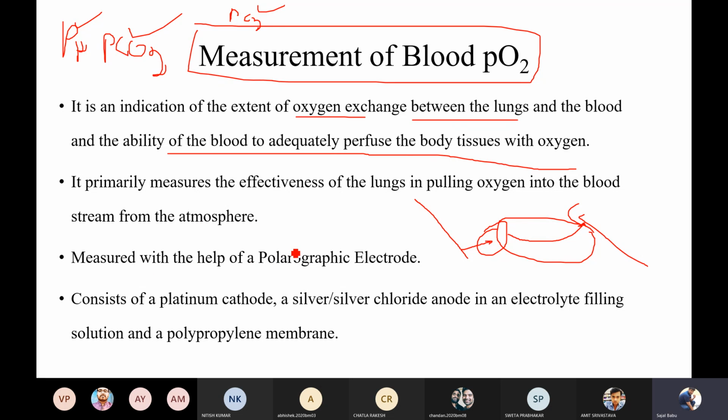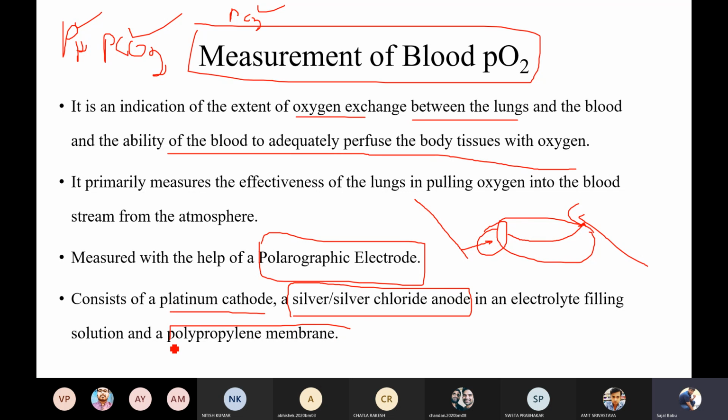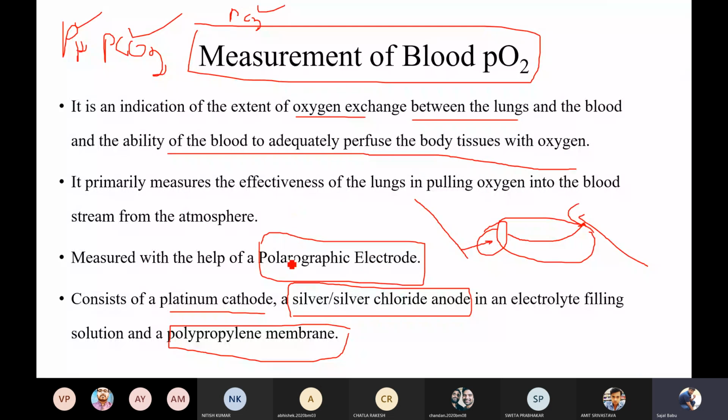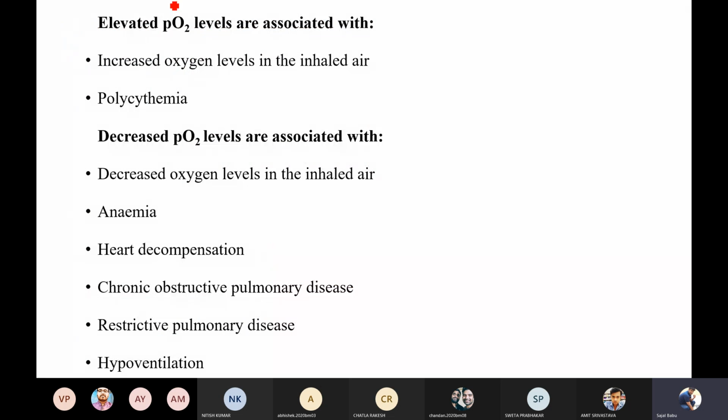It is measured by using a polarographic electrode. So for measuring the PO2, we are going to use the polarographic electrode. This particular electrode consists of a platinum cathode and a silver chloride anode. So you have a cathode and anode: the cathode will be platinum and the anode will be silver chloride. The membrane that you have here will be a polypropylene membrane. Like in the PCO2 we have a Teflon membrane, which allows only CO2 from the blood, similarly here we have a polypropylene membrane which allows only oxygen from the blood.